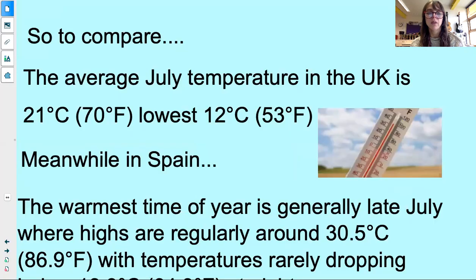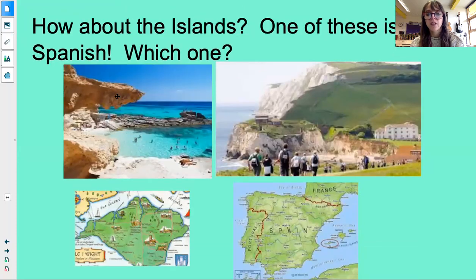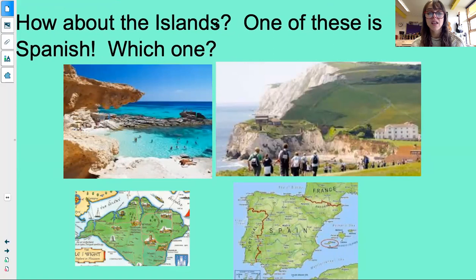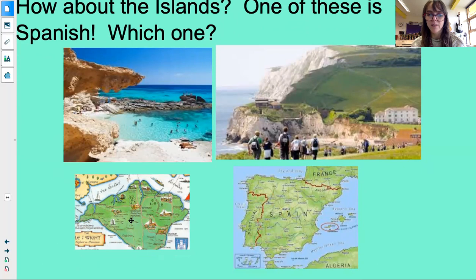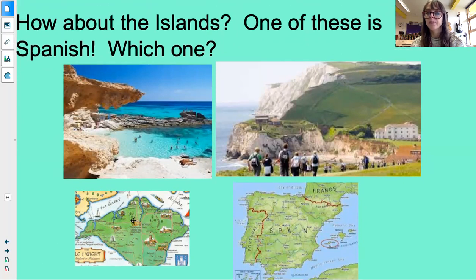So, oh, here we go. So, which one of these pictures do you think, from what you've seen so far, which one of these is Spanish? Okay, so one of them is pictured on this map just here, and the other one is pictured on this map, and it's actually off the coast of Hampshire and Dorset. Okay, I'll give you a moment.